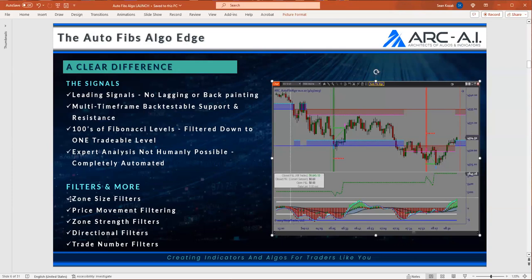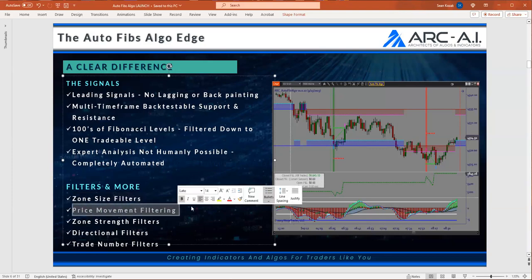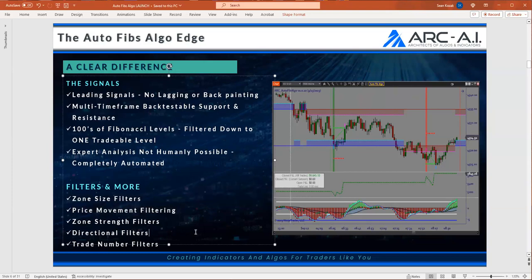What's nice is that you have the ability to filter the size of the levels. We can filter the strength of the levels. We can filter directional and non-directional filters. Plus, we can filter the time frames that we want to pull from. And we'll get into that in just a moment.